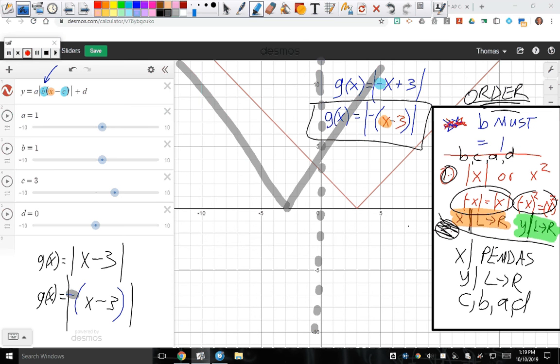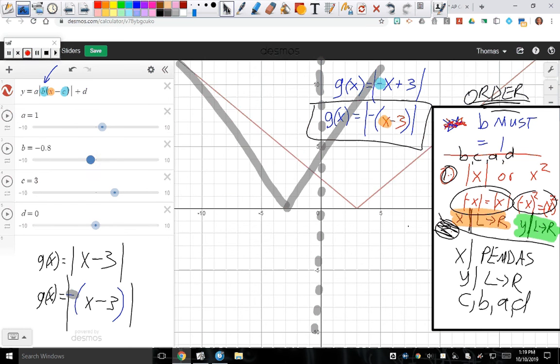Now let's check to see if it does it. So let's make b a -1. Did it do it? No. It did not reflect across the y-axis, even though by name it looked like it was supposed to. But do you know why that didn't work?